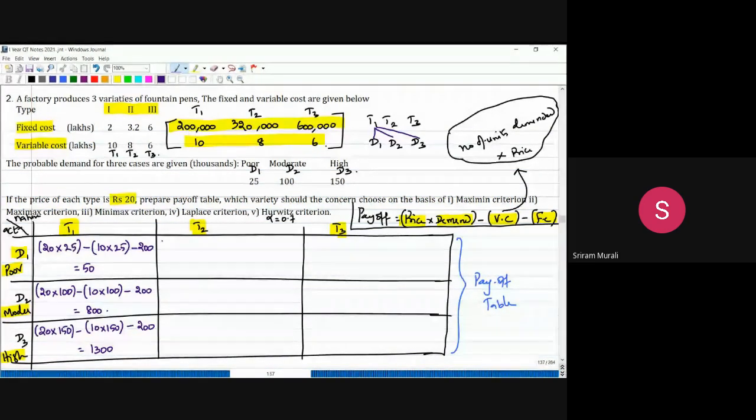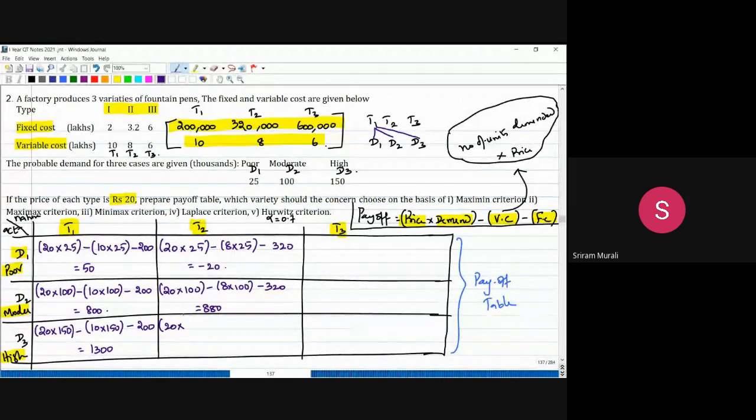The same way, can you tell me this? Price is 20, how many units is the demand? 25, minus 8 into 25, minus 320. This is equal to minus 20. Payoff can be negative. That is why I said this matrix can be negative. Sometimes profit will go negative. That is why we say it is an opportunity loss. So this is 20 into 100 minus 8 into 100 minus 320, which is equal to 880.